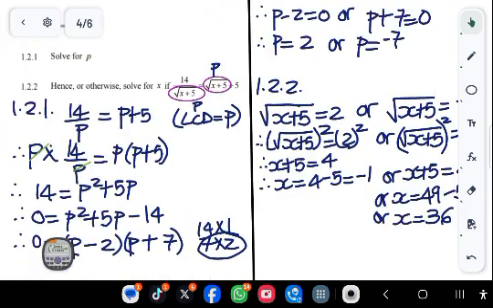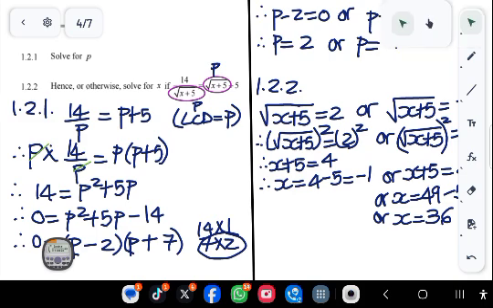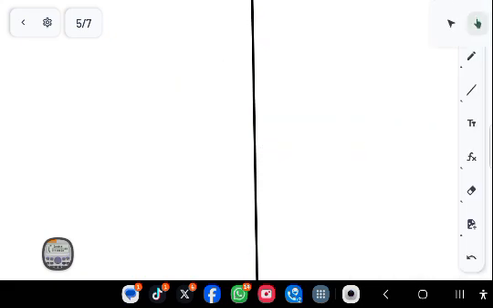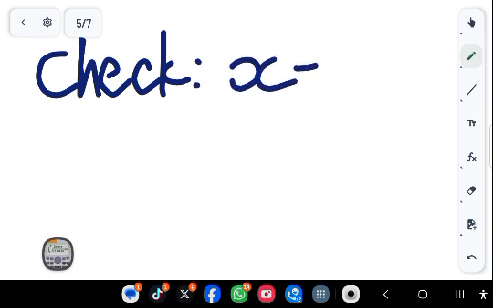Now you check. So to check, let's get enough space to check. All right, the first one we're going to check is x equals negative 1, to see if when we substitute it back into the original equation, it gives us the correct answer. So check x equals negative 1.